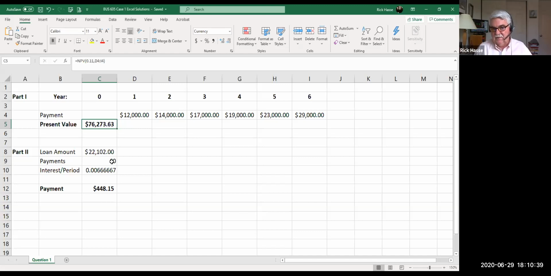That is a discounted cash flow analysis of a future cash flow, discounted at the appropriate interest rate, given in this problem as 11%.